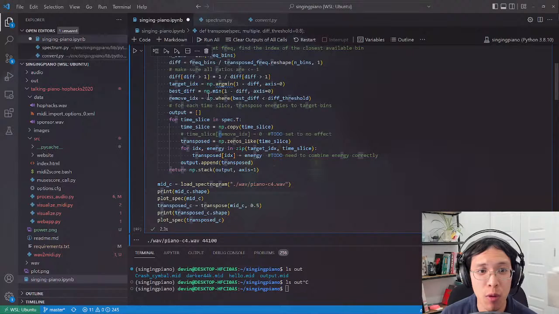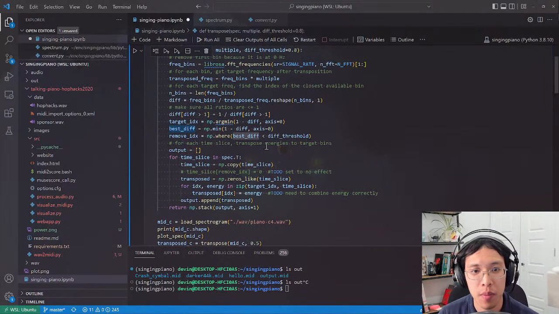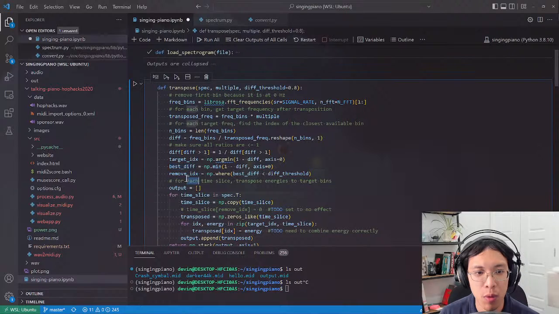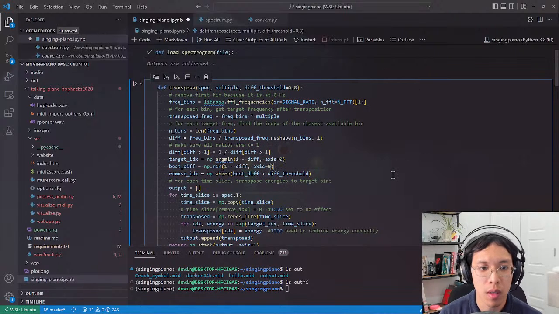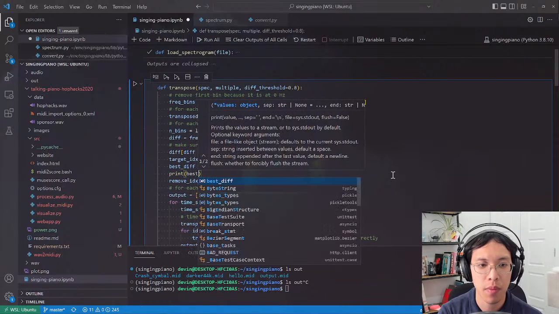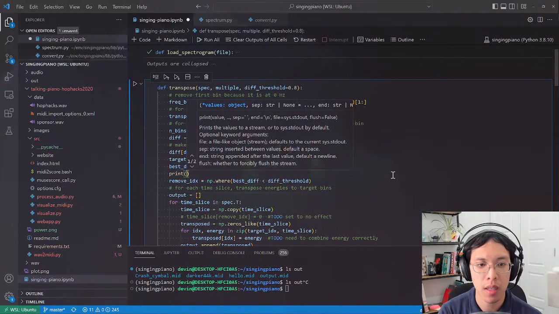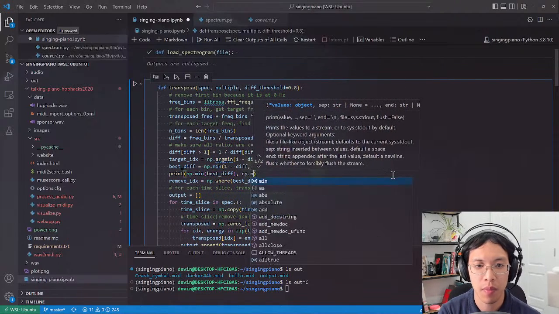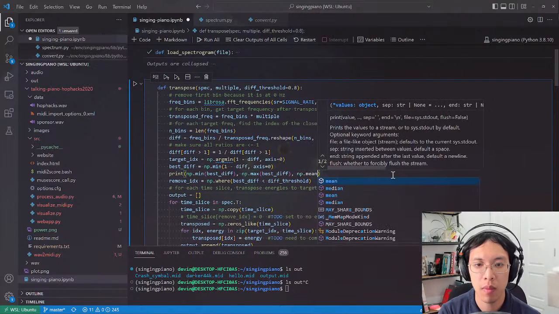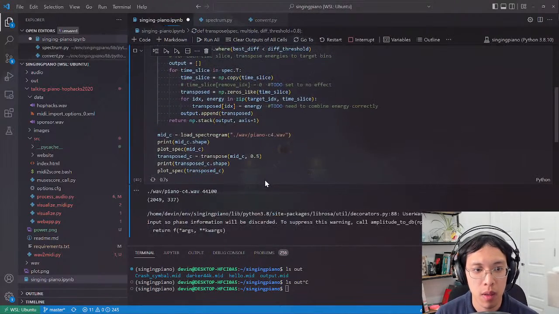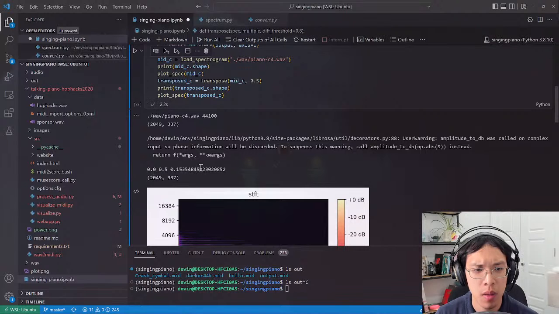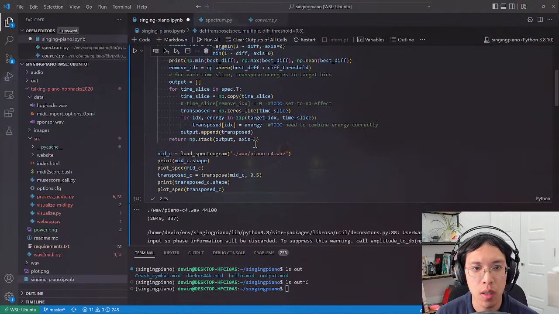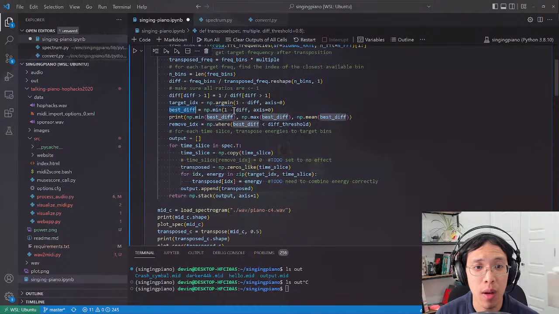So the next problem is why this removal is not working. So let's see. The move indexes are where the best difference is less than the threshold. So I'm gonna print some stats first. We're just gonna ask what's the min, max, and mean of this. Okay, so these ratios are quite small. Oh, it's because I subtracted 1, that's why. Okay, I see.